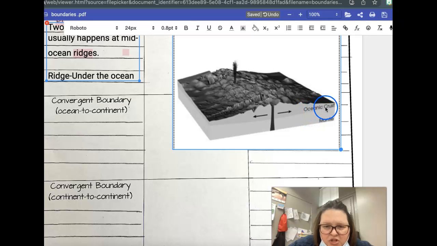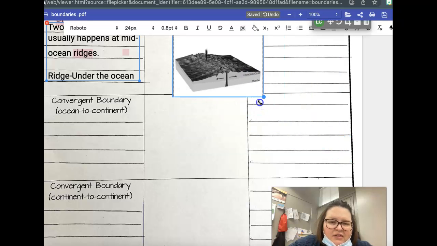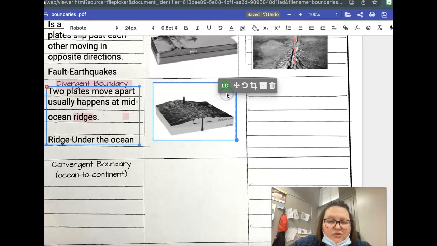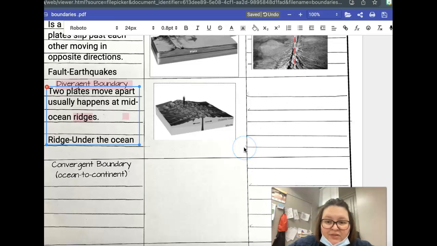Now it says oceanic crust because, like I said, this is happening underneath the ocean water where you can't see. You would never be able to go out and see this unless you dove down deep beneath the ocean and took a look.